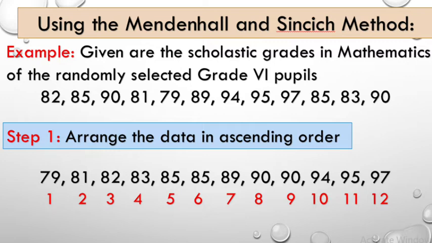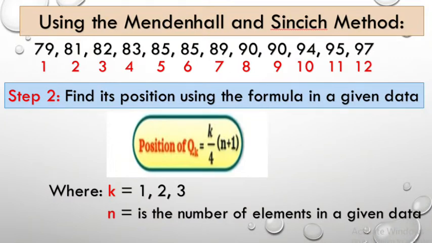And the first thing to do is to arrange the data in ascending order or mababa pataas. So, ayan na. Ang pinakamababa natin is 79 and the highest grade is 97. And in order for us not to be confused, let us put numbers below those grades. Step 2, find its position using the formula. That's our formula in using the Mendenhall and Sincich method. Position of quartile K is equal to K over 4 times the sum of n and 1.